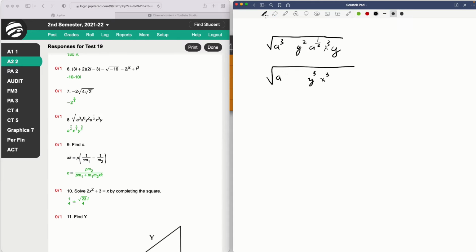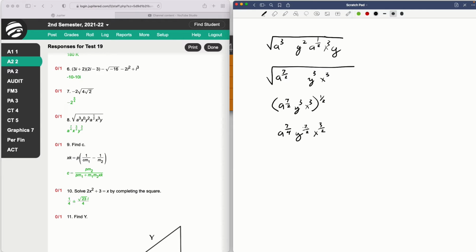So now we're going to rewrite those with an index of the square root around it. So a to the 7 over 2, y cubed, x cubed, and then this takes the place of the radical sign, this right here. And now we just multiply. So this would be a to the 7 over 4, y to the 3 over 2, x to the 3 over 2. And that would be our answer, which is what that is.